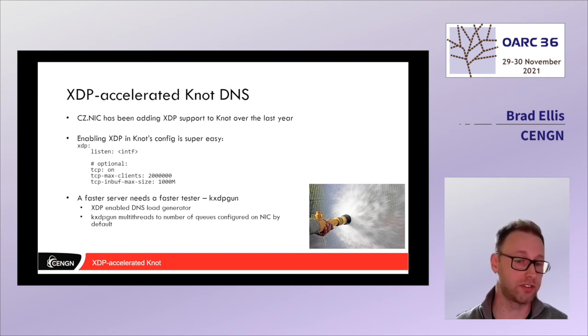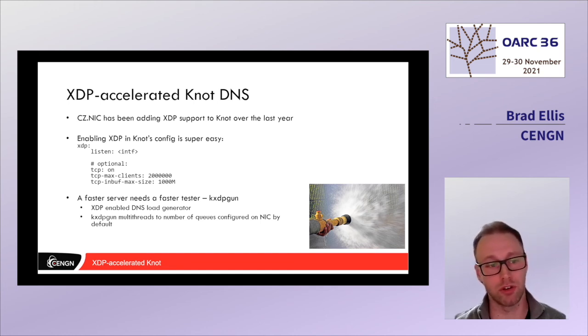And as it turns out, it's incredibly easy to enable XDP in Knot because they have a YAML-based configuration. All it takes is a top-level element of XDP. You turn on listen, and then you're already working with UDP. TCP, there's just a couple more options to configure. I just say TCP on, and then max clients, buffer size, and so on. These numbers are really about tuning. So I have some examples here. They won't necessarily work the best for you if you go to replicate this, but it is an example.